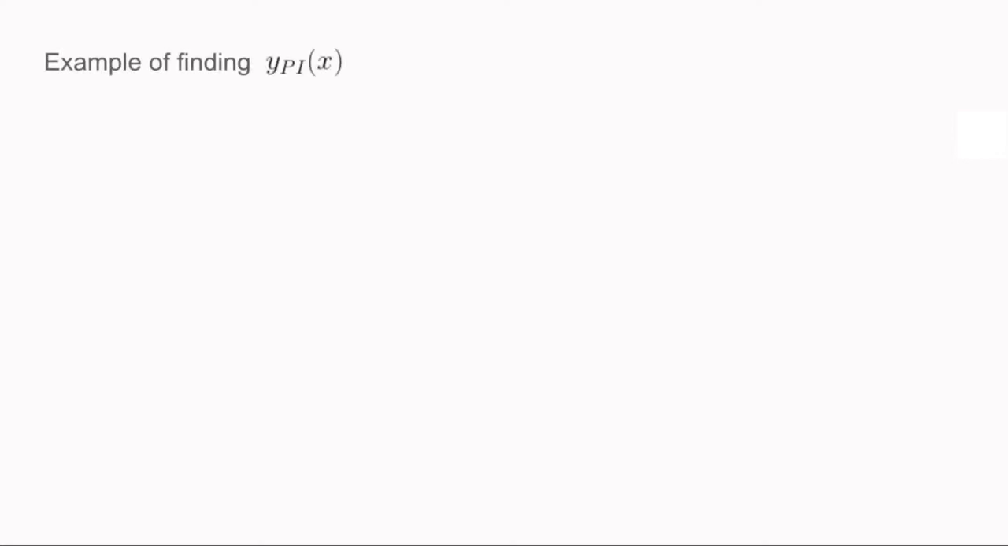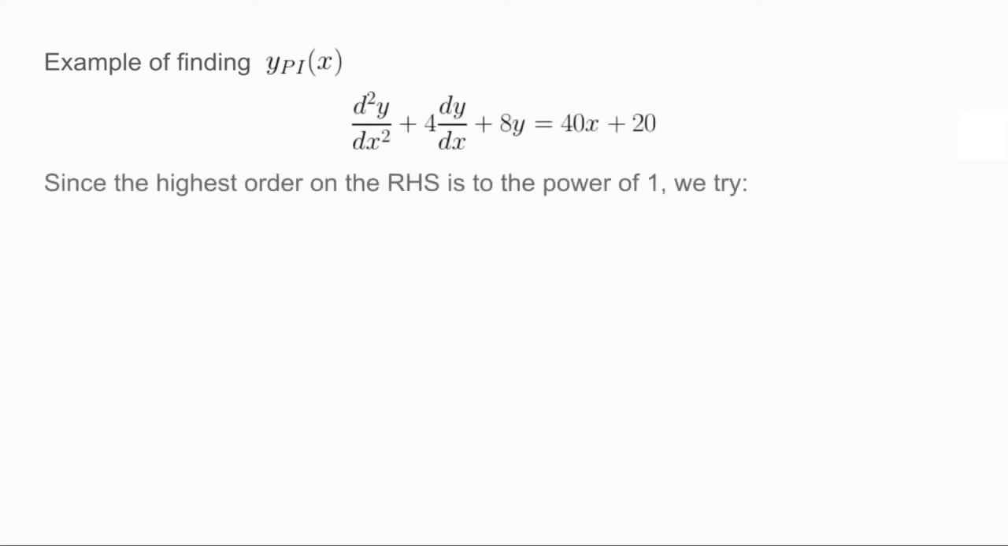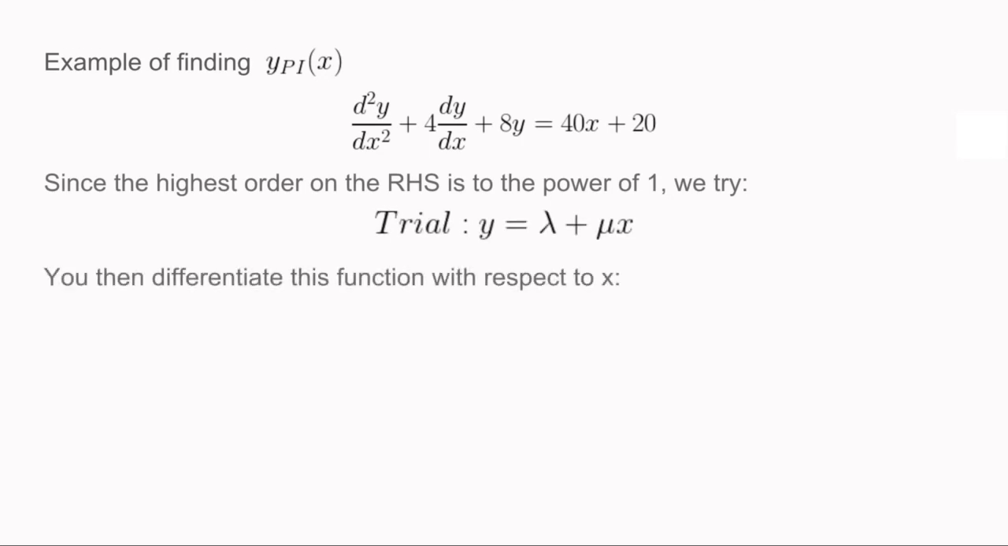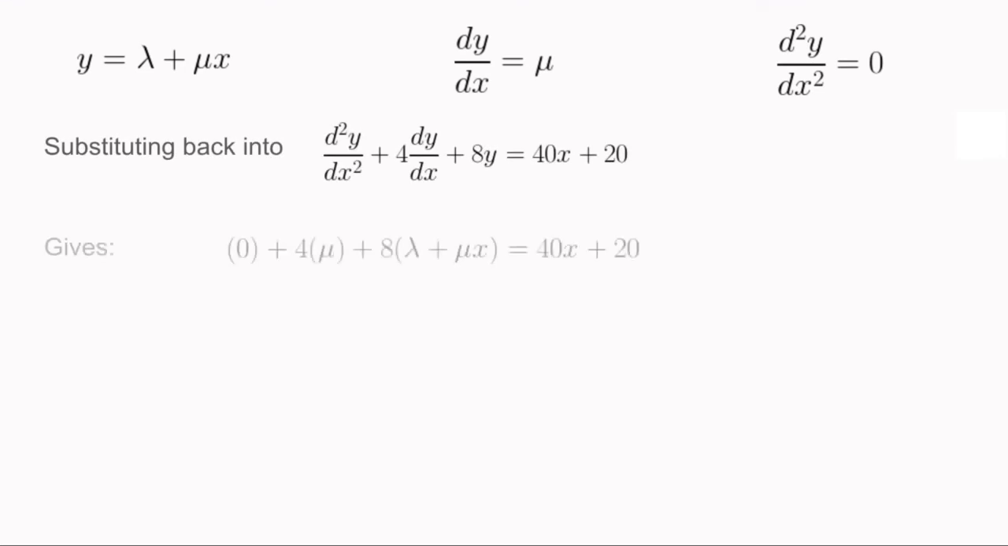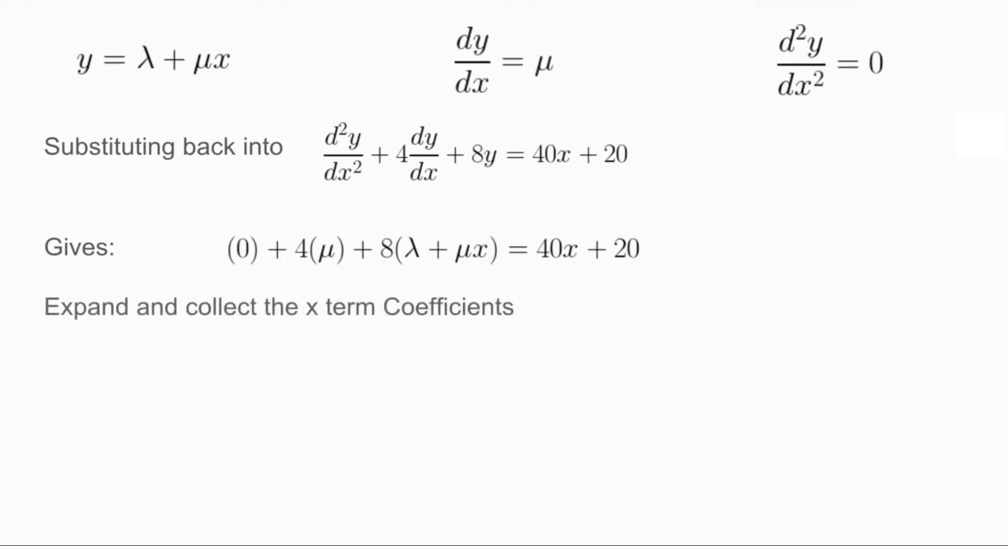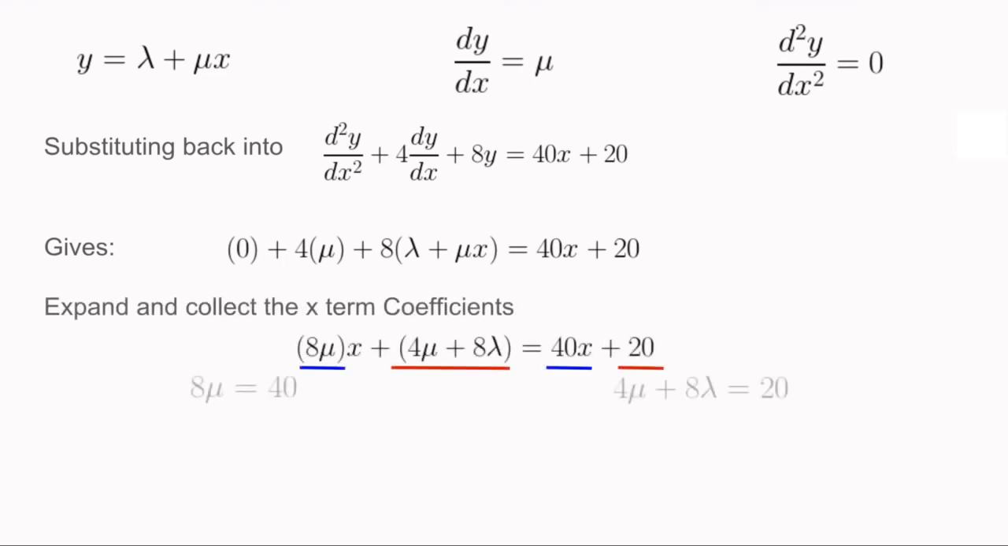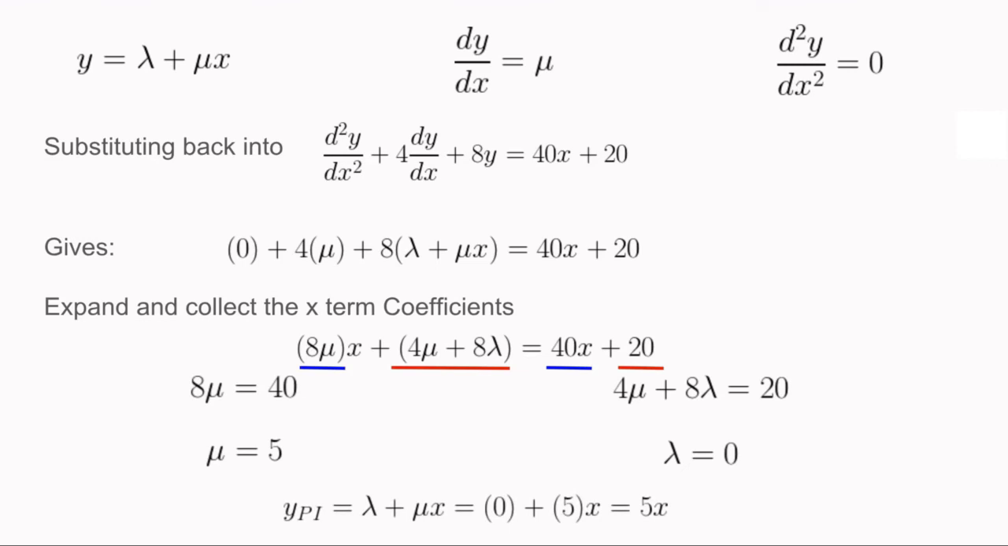So for a quick example, to find the particular integral, we have this ODE, and since the highest order of x on the right hand side is 1, we will trial y equals lambda plus mu x. We then differentiate this function to give these two, and putting those at the top there, we can then substitute it back into the ODE, which can give us this. Expanding these brackets and collecting the coefficients can give us these expressions after we equate them, and you can solve them simultaneously to find the coefficients. You then put them back into your particular integral, and this added to your complementary function is your full general solution.